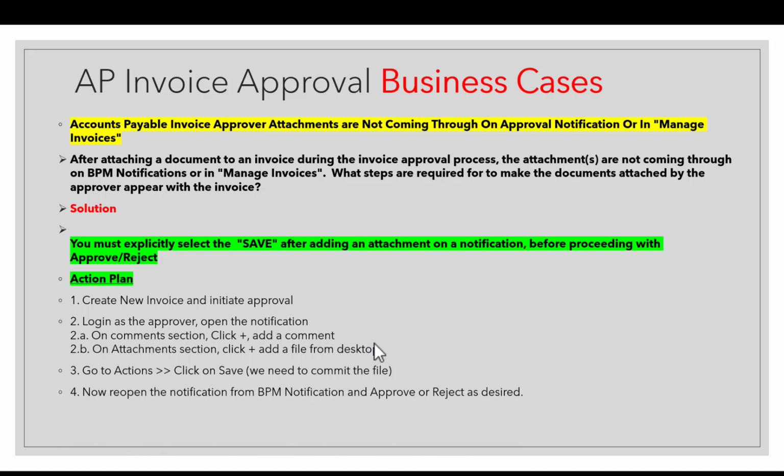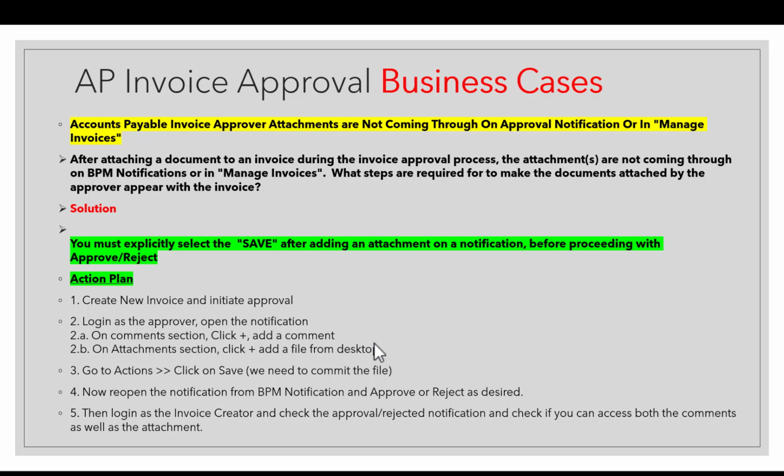Now we open the notification from the BPM notification, and approve or reject as desired. Then log in as the invoice creator and check the approval or reject notification, and check if you can access both the comments as well as the attachment. This is the action plan.